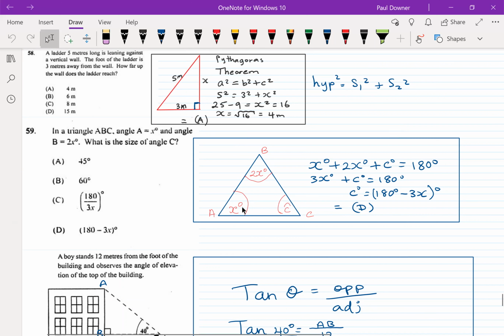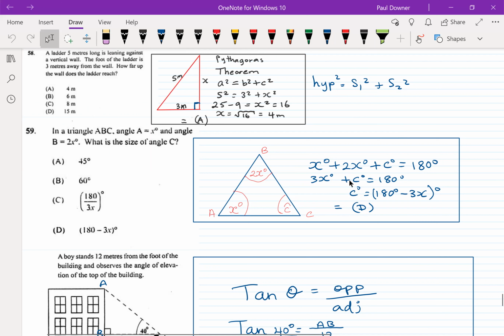So we add up x, 2x, and c, and we know it must be the sum of the internal angles for a triangle, which is 180. And then all we do now is we work it from there. So x and 2x is 3x, plus c is 180.